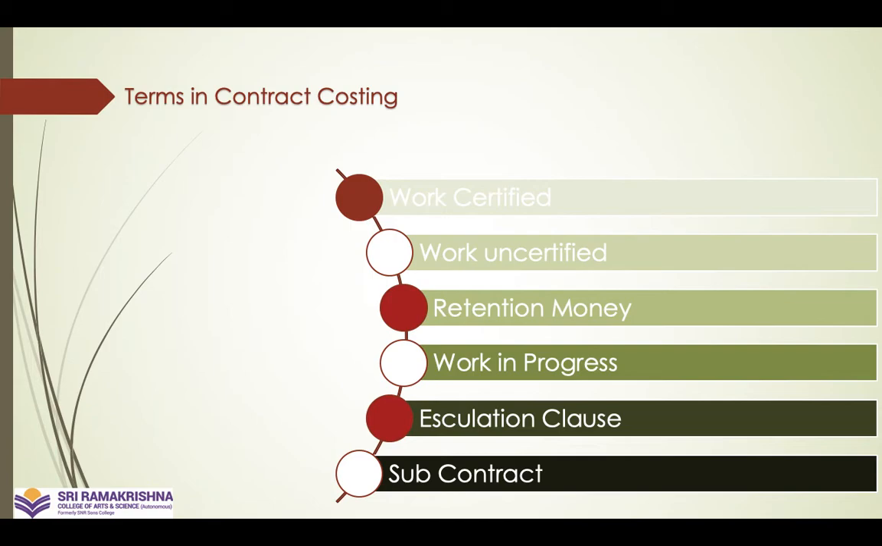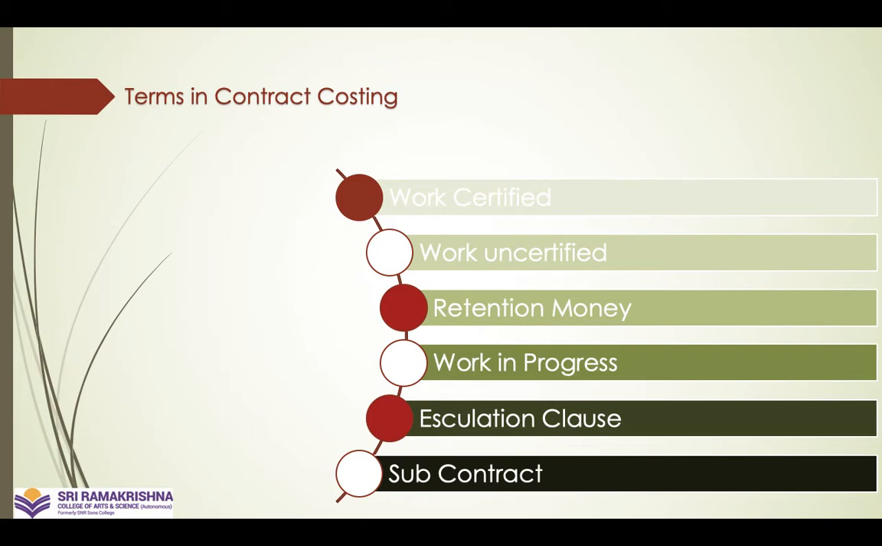Next is retention money. The contractee has agreed to pay the contractor a certain percentage of the amount on completing a certain percentage of work. For example, if he has completed 80 percent, he would get 80 percent of the amount. But instead of giving 80 percent of the amount, he keeps 20 percent and gives only 60 percent. Then that 20 percent is called retention money.